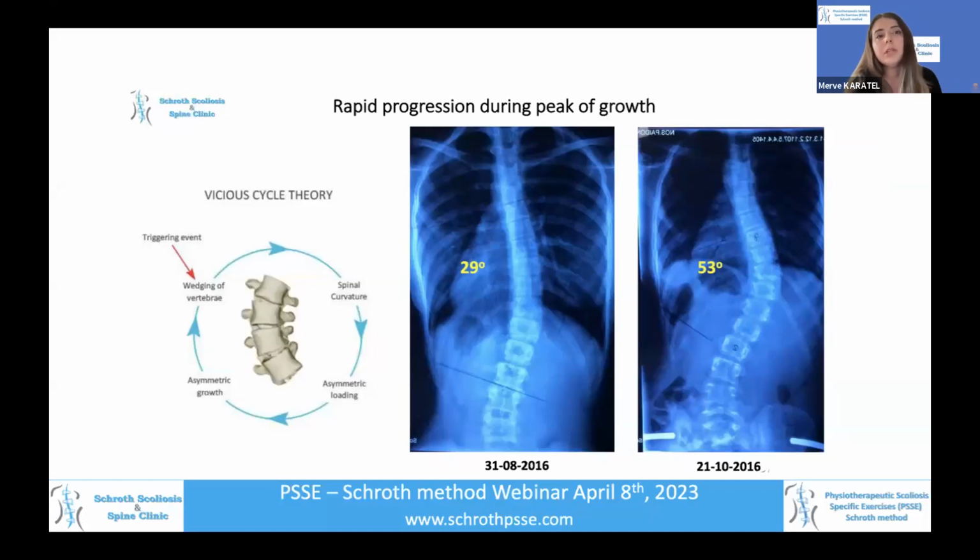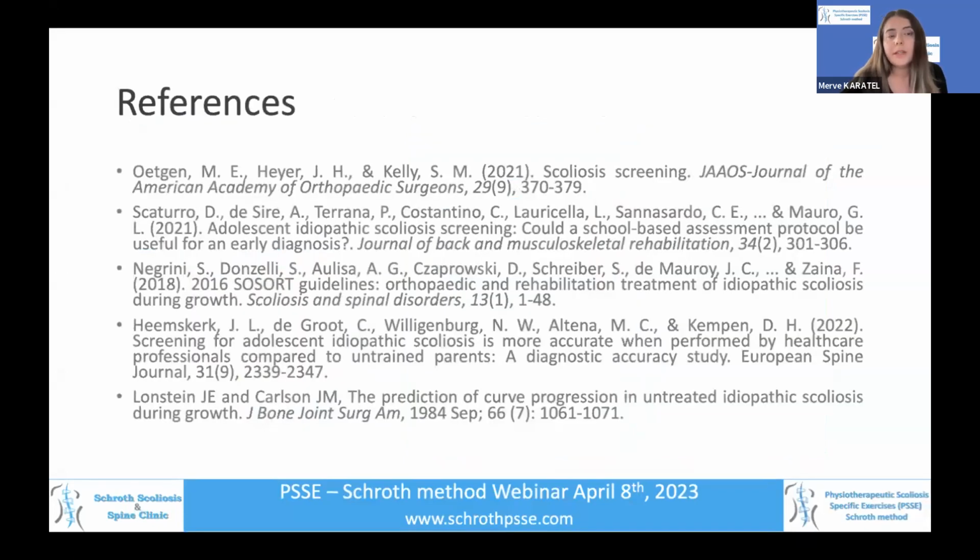Sometimes spontaneous improvement can occur in scoliosis, but sometimes rapid progression happens, especially during the peak of growth. This curvature became this after 50 days, not even 2 months. The vicious cycle theory can explain that vertebral body wedging during growth results from asymmetric loading. Therefore, evaluation of prognostic factors is really significant for us clinically. These are my references. Thank you for your attention.